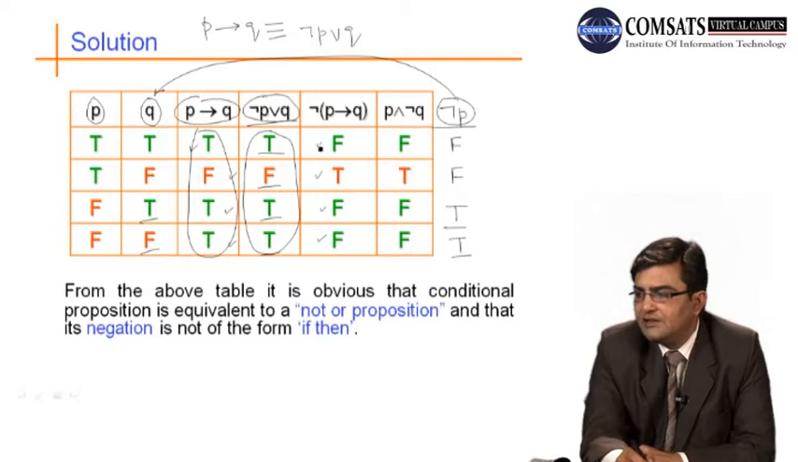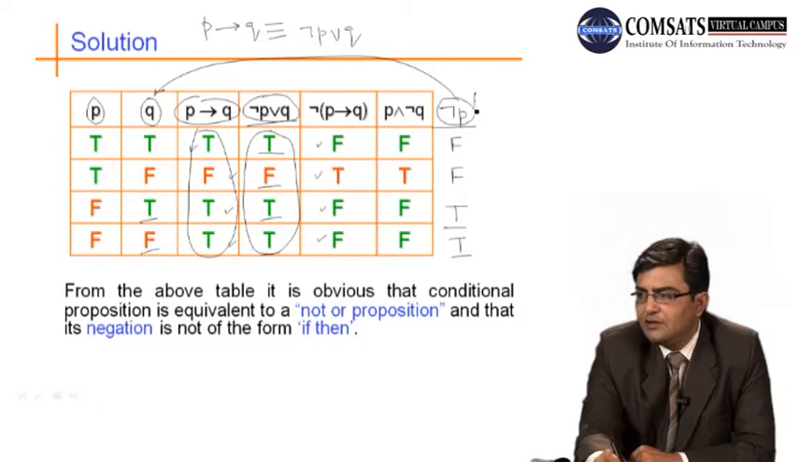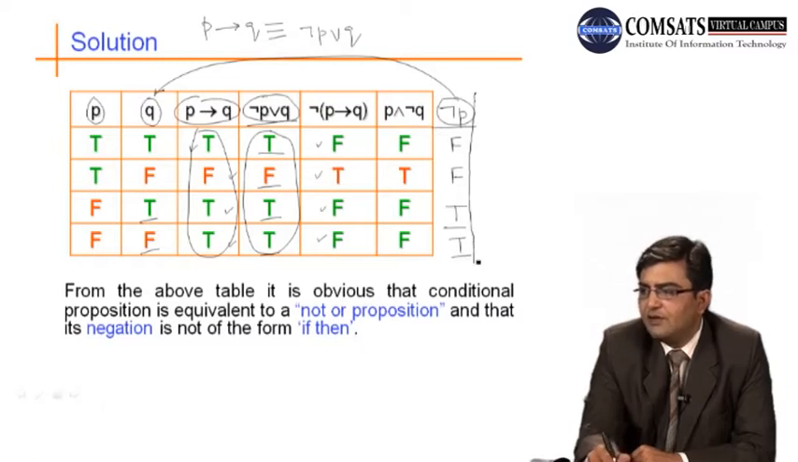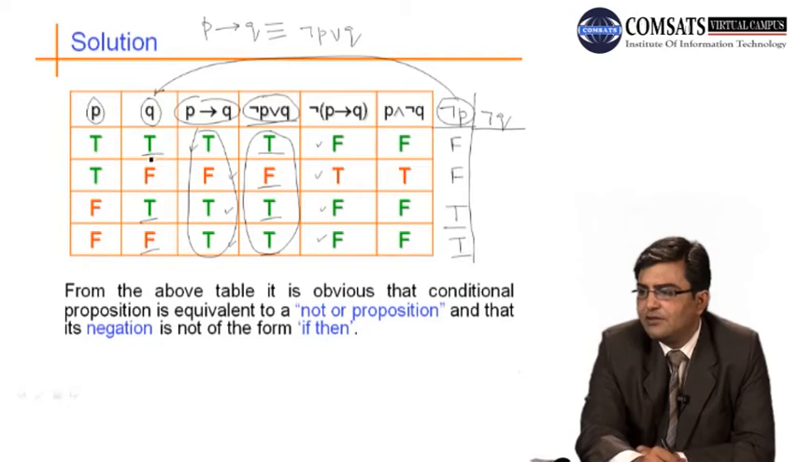So this is the negation of P implication Q. Now we have to construct P and not Q. To construct P and not Q, we need not Q. So if we construct the truth value of not Q here, we know that Q is in the first column, it is true, so not Q is false, then true, then false and then true.